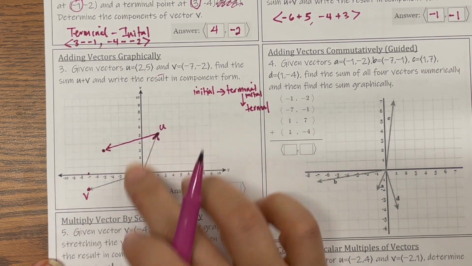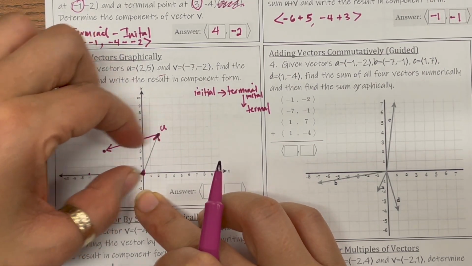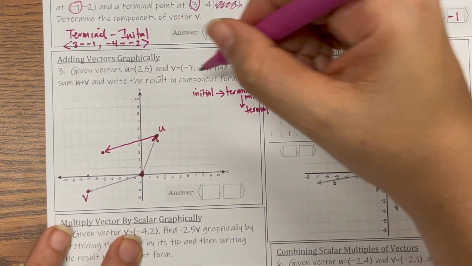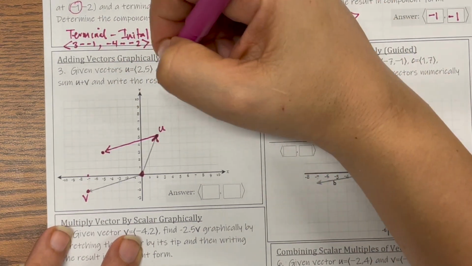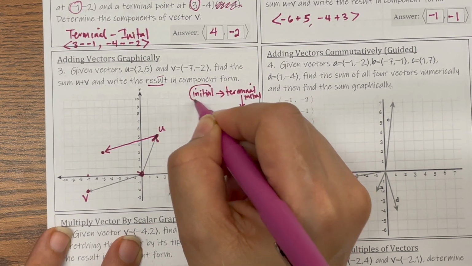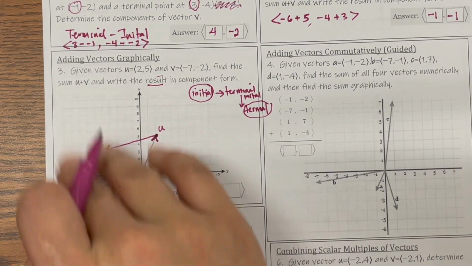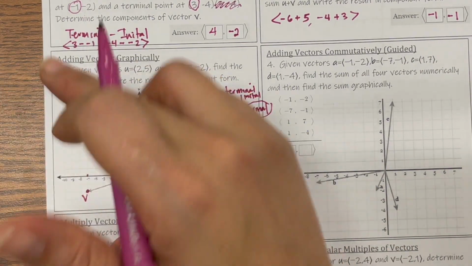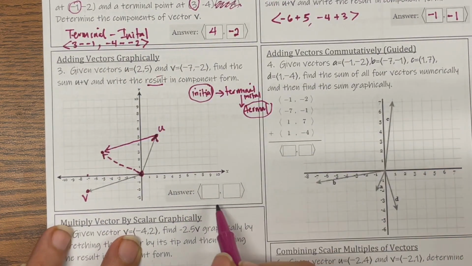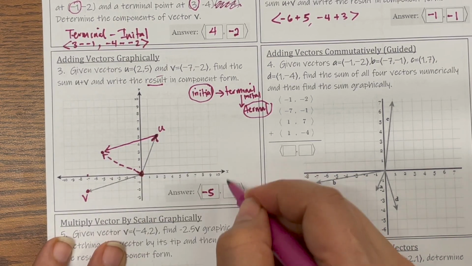Just to make sure that you've moved it correctly, it should form a parallelogram. You should see that the distance between these is the same. When I move that, I get my resultant vector. Then write the resulting component form. My resultant vector is from the very initial to the very end. So when you're adding multiple vectors, you just keep adding them, and from your very initial to wherever your very end is, that is your resultant vector, which is your answer. In component form, x is -5 and y is +3.